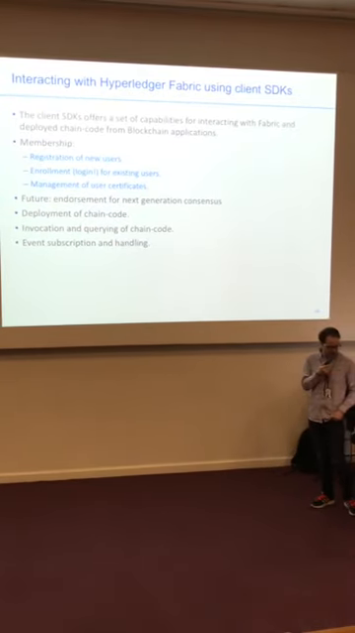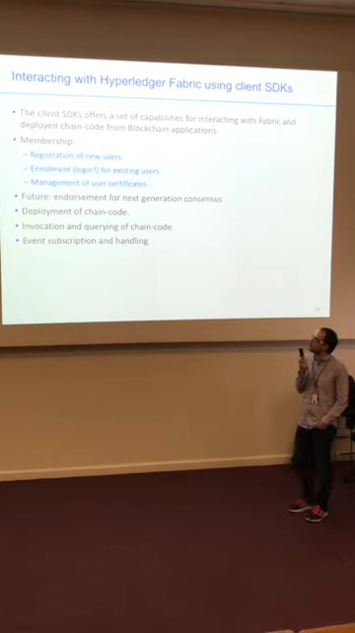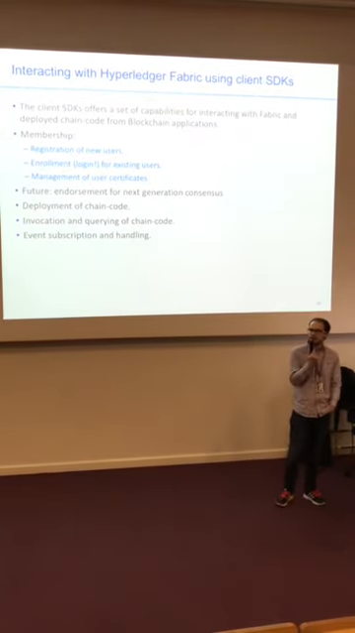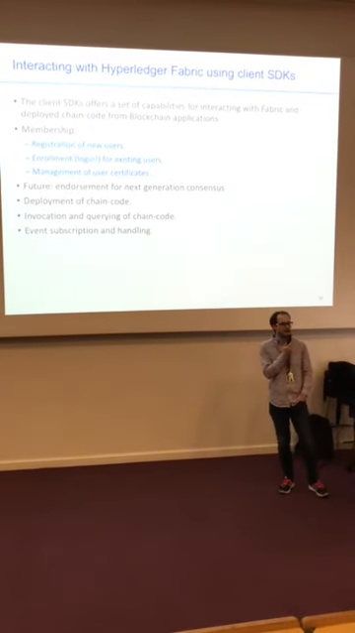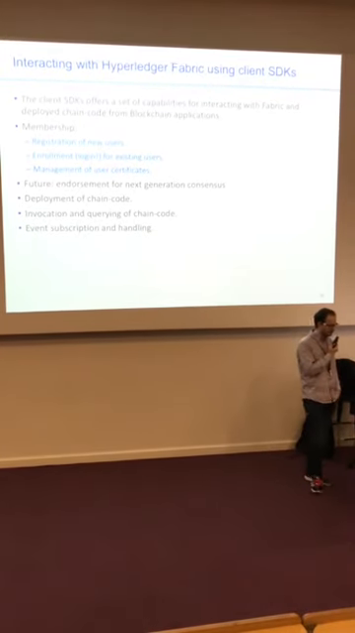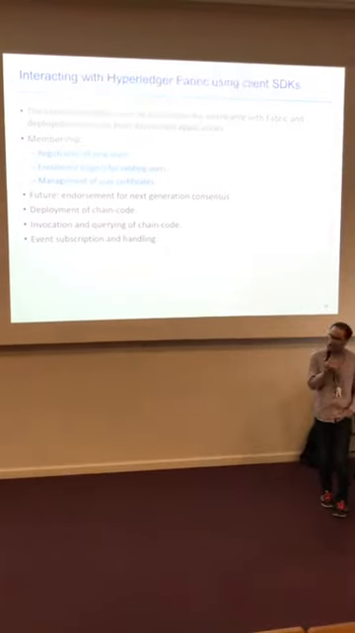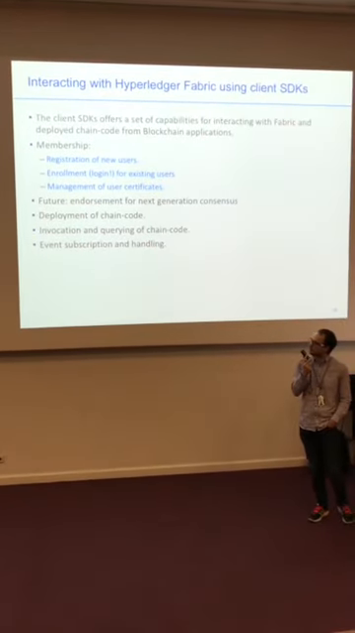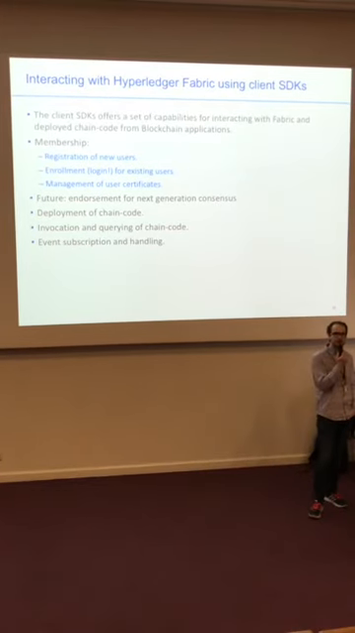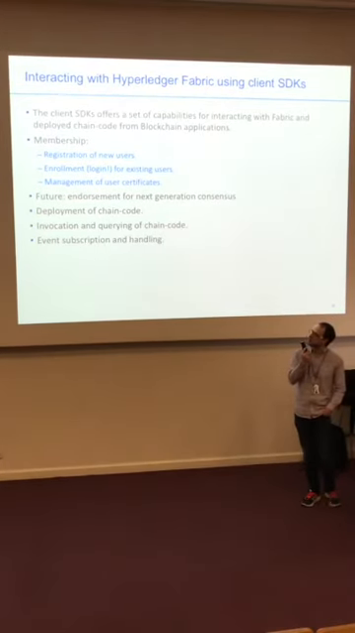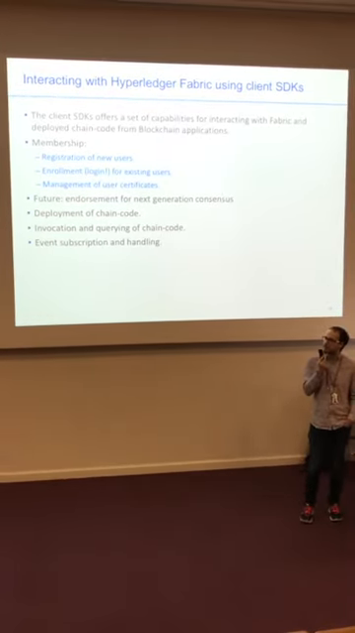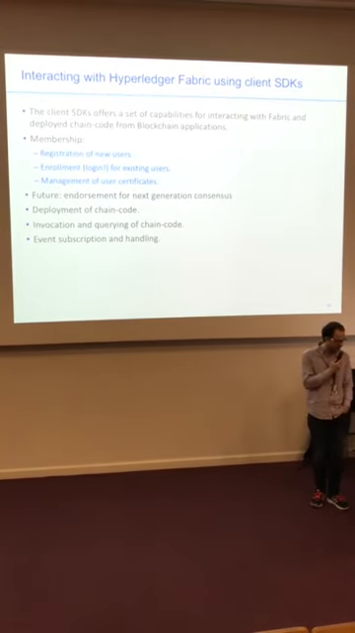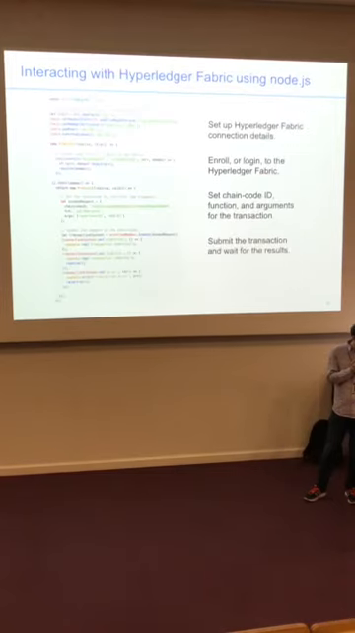And the client offers a set of capabilities for interacting with the blockchain. So membership, it allows you to register new users, allows you to log in and download the user certificates for use in sending transactions. It's going to offer some endorsement APIs for dealing with endorsers. It allows you to deploy smart contracts, so there's a deploy method. It allows you to invoke and query your smart contract, and it also deals with event subscription and handling.